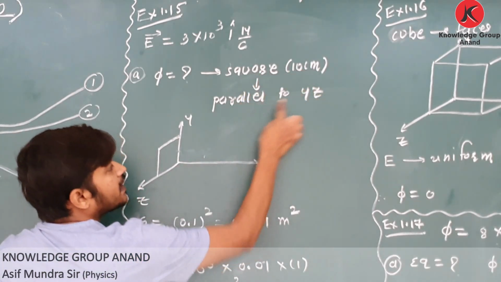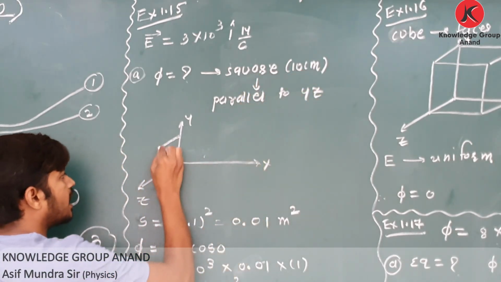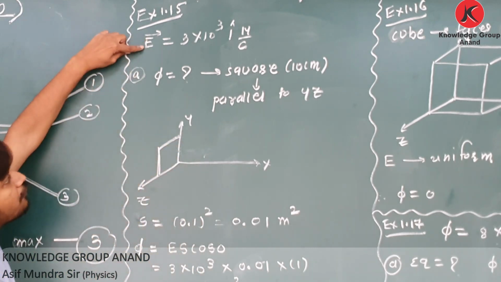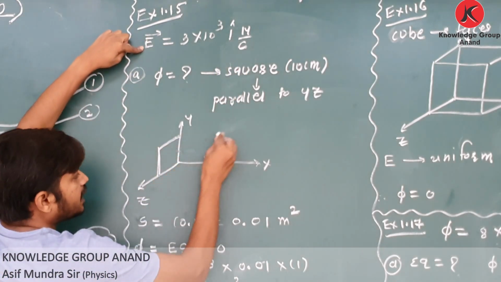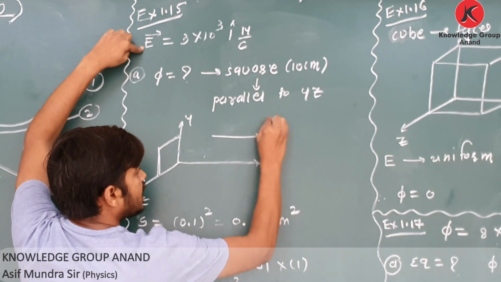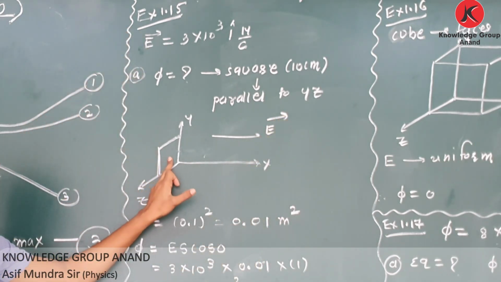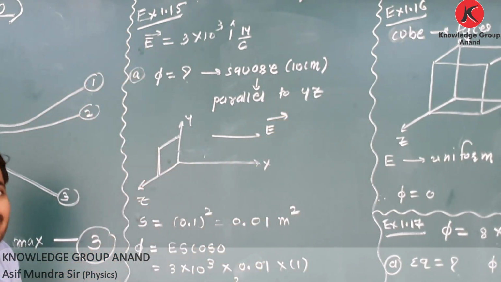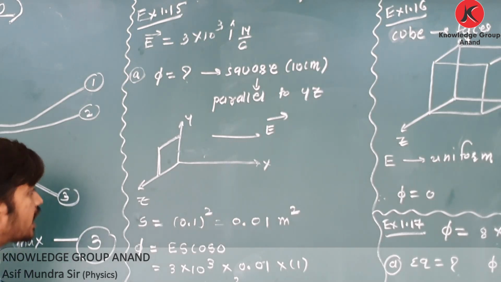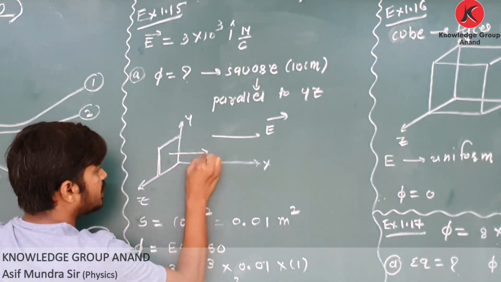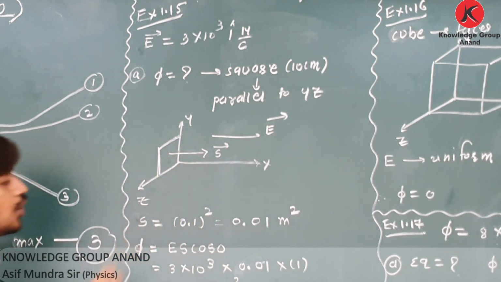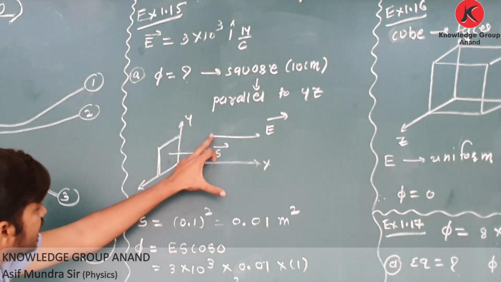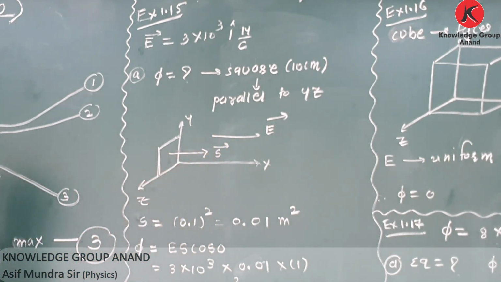The square of 10 cm is parallel to the yz plane. The electric field is in the x direction. This square is in the yz plane, and its area vector is always perpendicular, pointing outside, in this direction, S. So from the figure it is clear that E and S are parallel to each other.